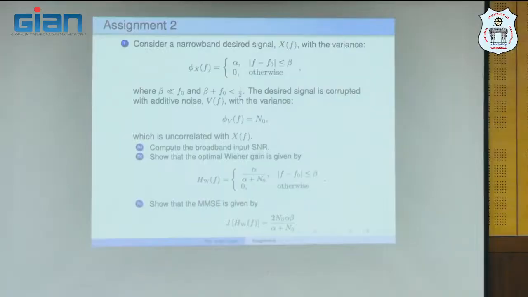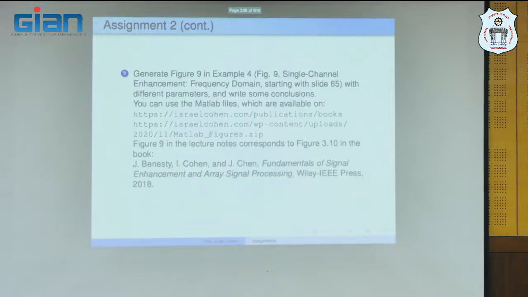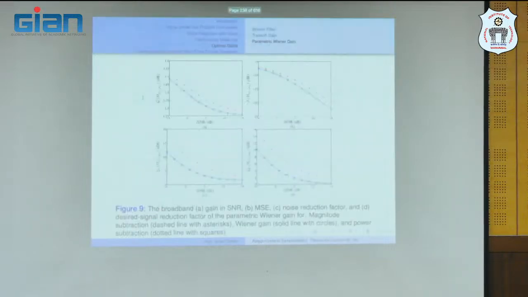I think it's quite easy. It should take you a few minutes, I think. The second thing is with the MATLAB code. I want you to generate figure 9 in example 4, what we saw before, and play with the parameters or change, do something else, and try to understand what you do. Okay, figure number 9 is this one.